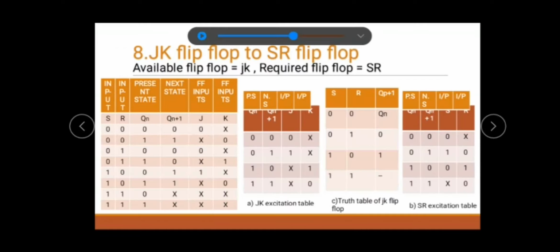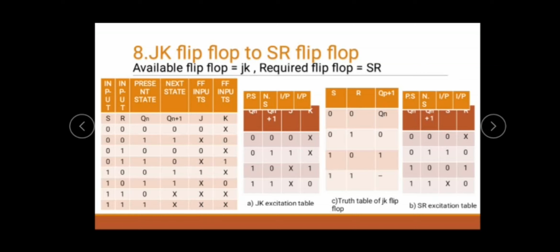In JK, we require the flip-flop of SR. First, we need the excitation table of SR and the excitation table of the available flip-flop, that is JK. We construct the characteristics table using the SR flip-flop. SR is equal to Qn plus 1, that is SR is equal to the next state. The next state is the same as JK.